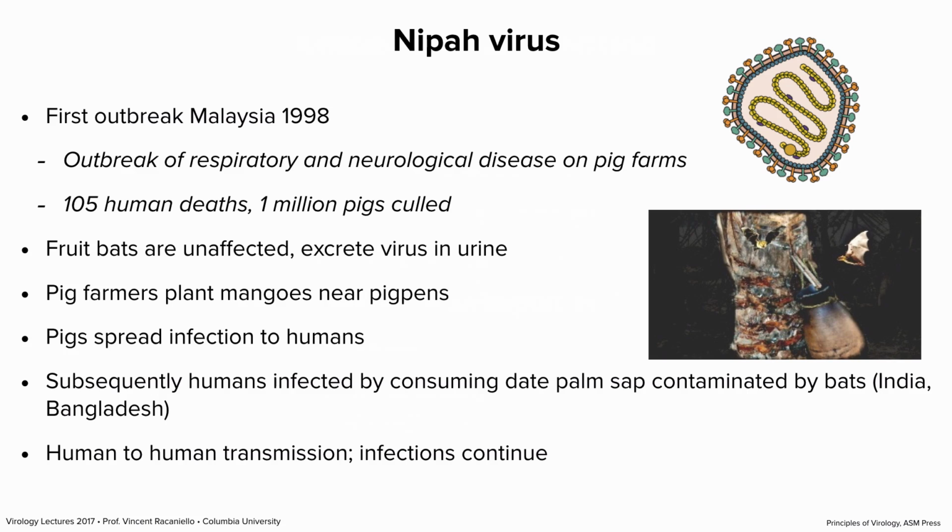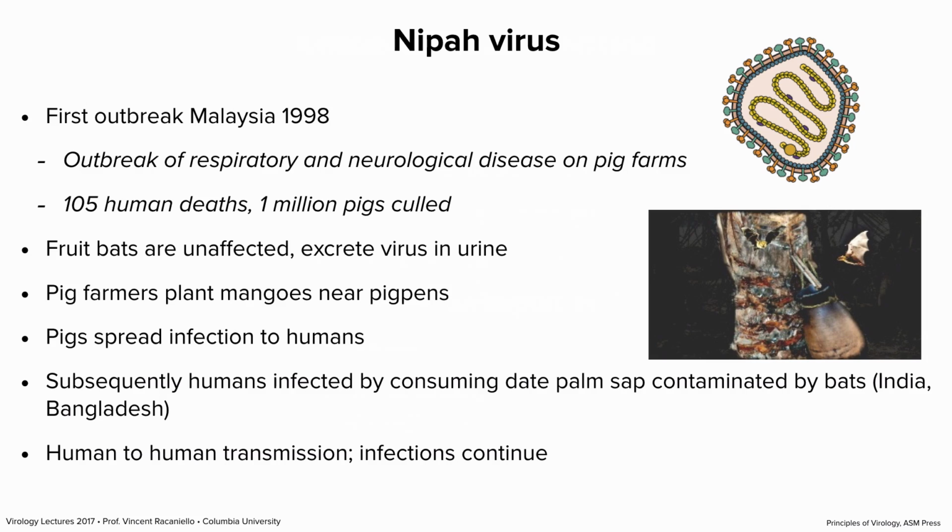So Nipah, the first outbreak in 1998 in Malaysia. So again, this virus has probably been around for many, many years, but the conditions became right in 1998. It was an outbreak of respiratory and neurological disease on pig farms. Remember, now we're starting to grow pigs in greater and greater numbers for protein. It's a cheap, quick way to make protein. A pig matures in 8 months or so, and you get lots of protein for humans. So now we have pig farms with millions and millions of pigs on them.